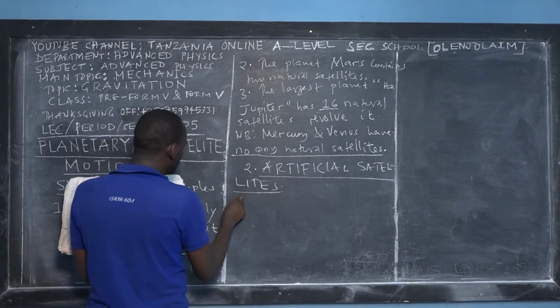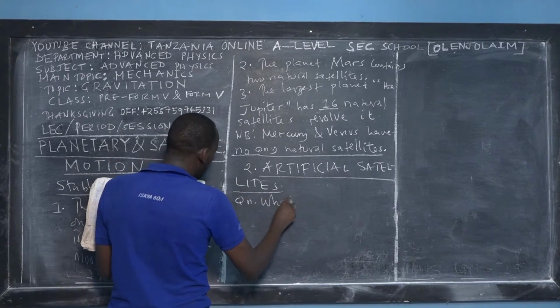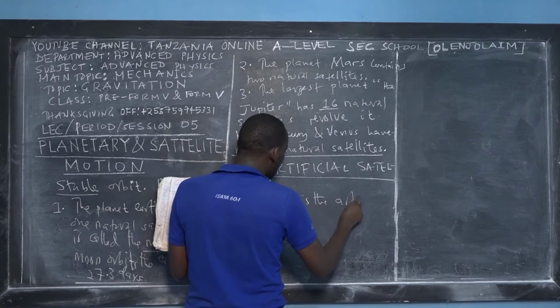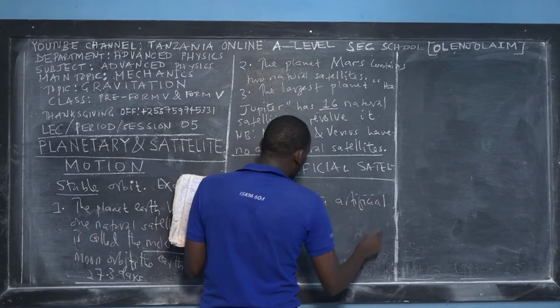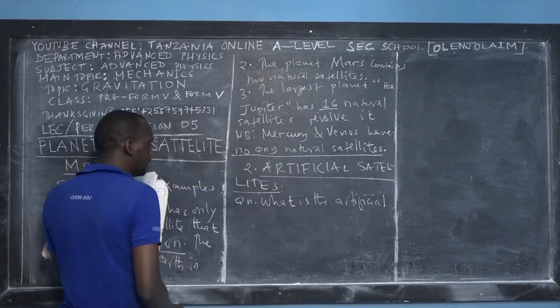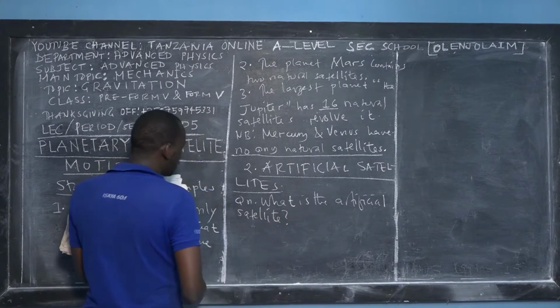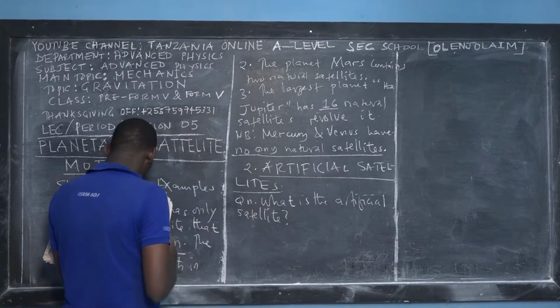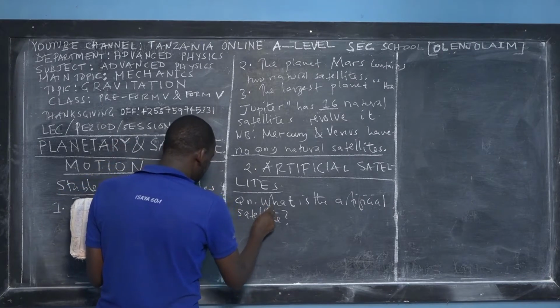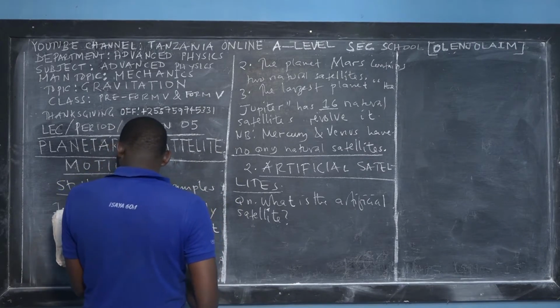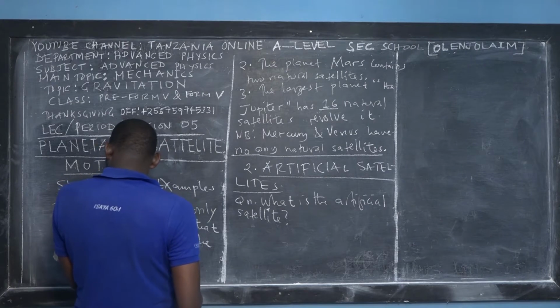So the question is, what is an artificial satellite? This is the question that we have on the spot. What is an artificial satellite? So I have found three definitions of artificial satellites according to their necessity.